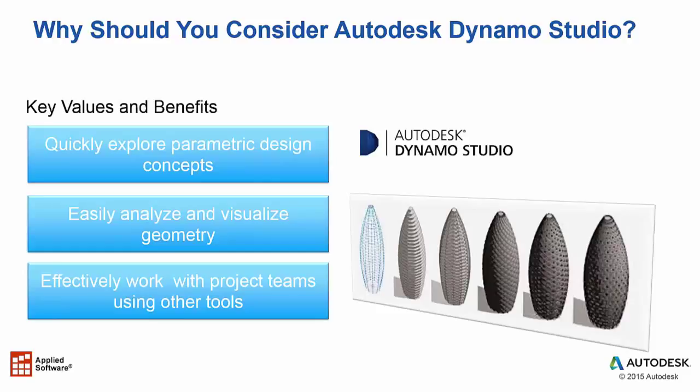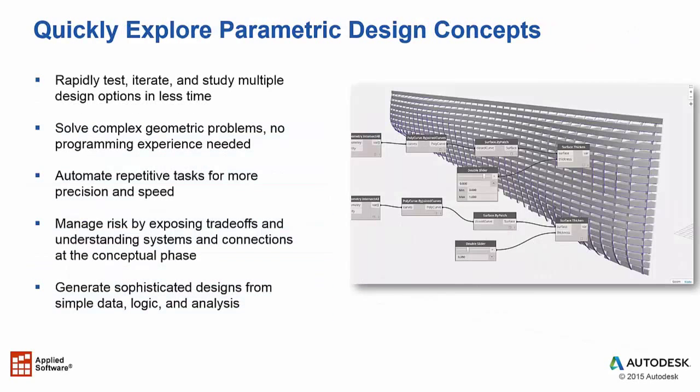So again, Dynamo is the app that comes with Revit 2016. You see it on your add-in tab in the menu, and it allows for a quick exploration of the parametric design concepts, easily analyzing and visualizing geometry, and effectively working with project teams using other tools. We talked about rapid testing, iteration, and studying multiple design options in less time.